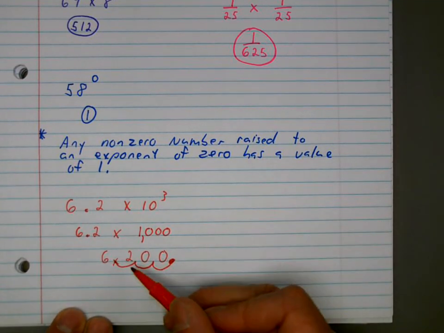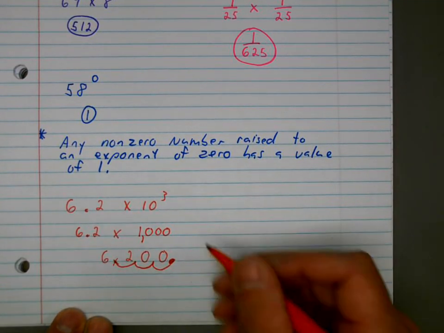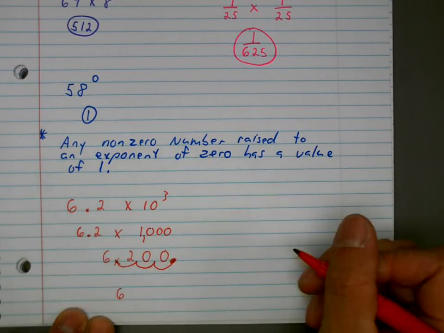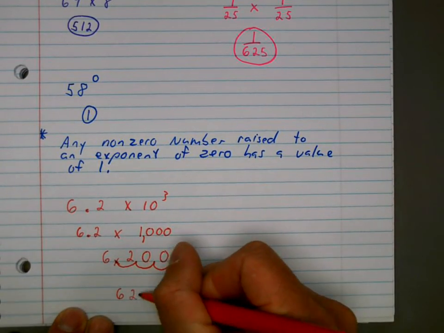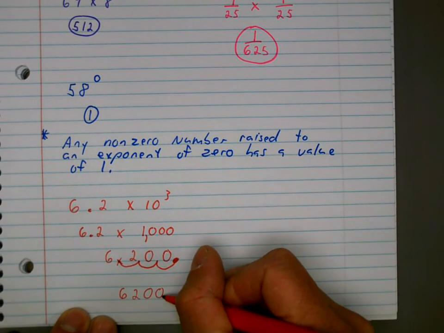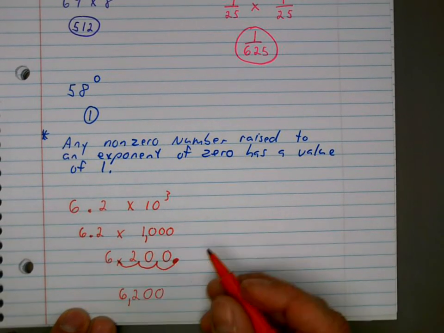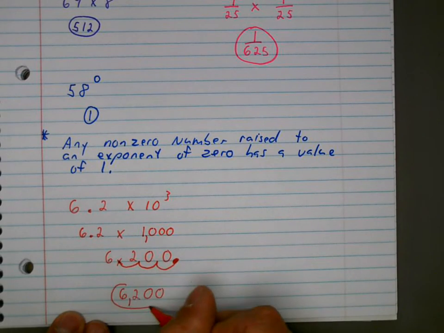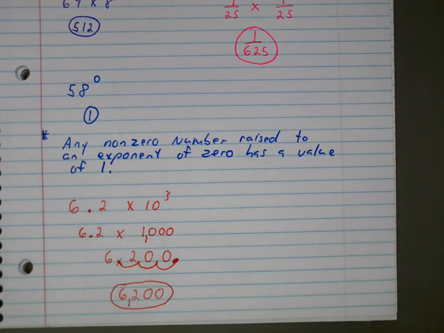And then right underneath this, I'll rewrite it because that's kind of sloppy and hard to understand. So I'll write down 6, 2, 0, 0, and then I'll put my comma. 1, 2, 3, comma. So 6,200. So again, 6 2/10 times 10 to the 3rd equals 6,200.